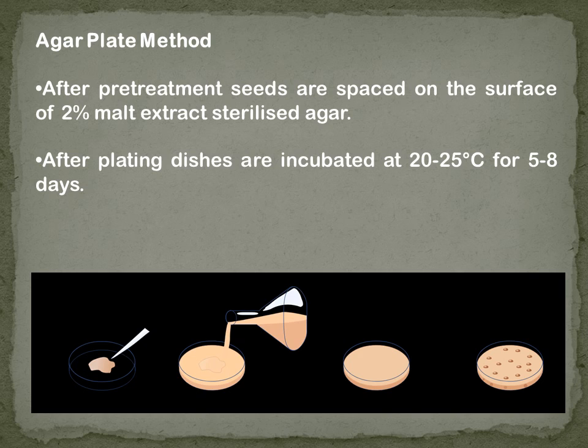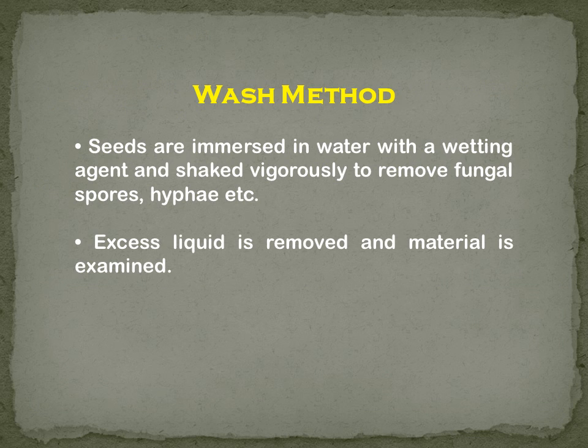Now next is the agar plate method. After pre-treatment, seeds are spaced on the surface of 2% malt extract agar, and after plating, the seeds are incubated at 20 to 25 degrees centigrade for 5 to 8 days. When you keep them for 5 to 8 days, you will see some pathogens attack.